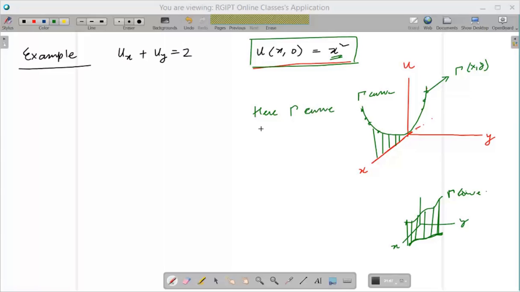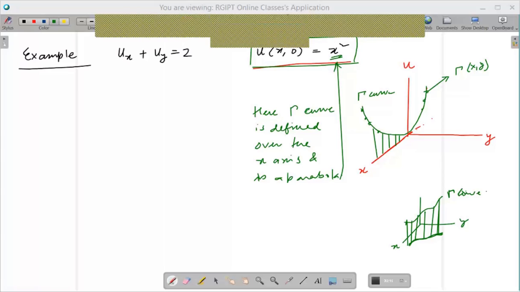Gamma curve is defined over the x-axis, and this is the parabola given by this equation. All right. So is this all right now? Is that all right, everybody?